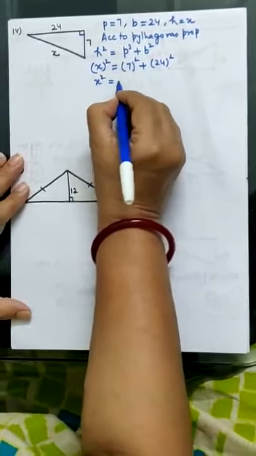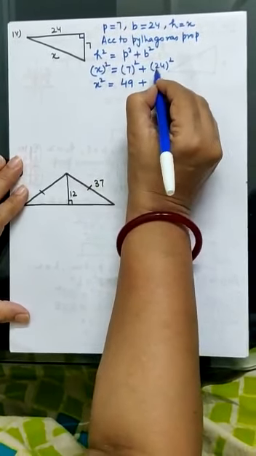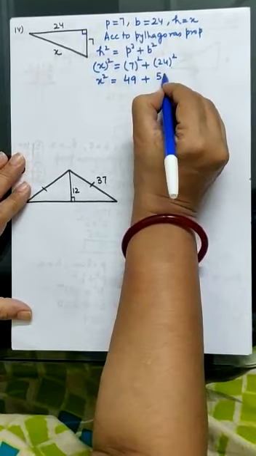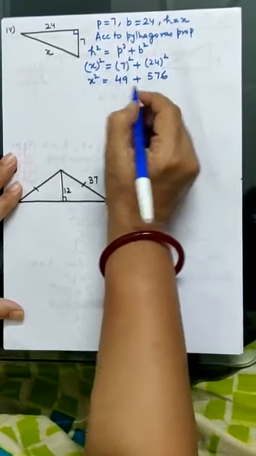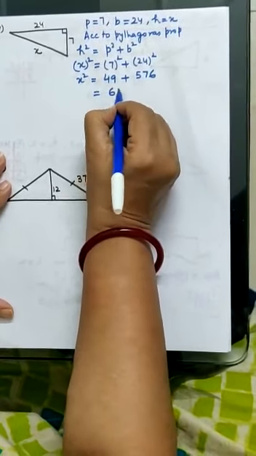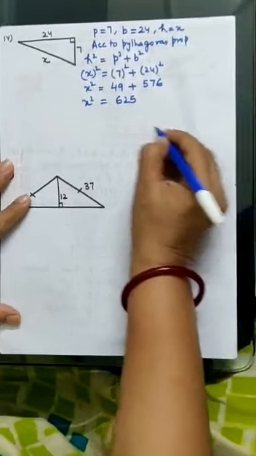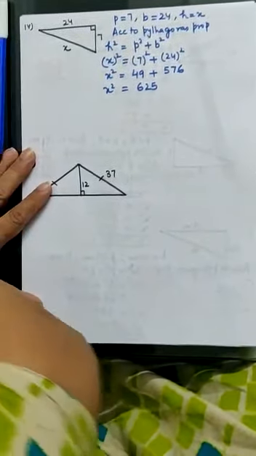Now X square is equal to 7 square is 49 and 24 square is 576. Now when you add 49 and 576, you get 625. So X square is 625. Now take the prime factorization of 625.